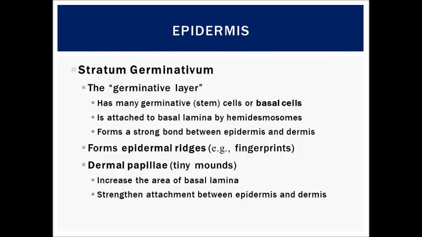First, stratum germinativum, or stratum basal. So, the word germinativum comes from the germinative cells, which are the stem cells. This layer is attached to the basal lamina by a cell junction called hemidesmosome. Do you still remember hemidesmosome? Okay, the stratum germinativum is important to form the epidermal ridges. For your information, fingerprints are the pattern of the epidermal ridges on fingers.